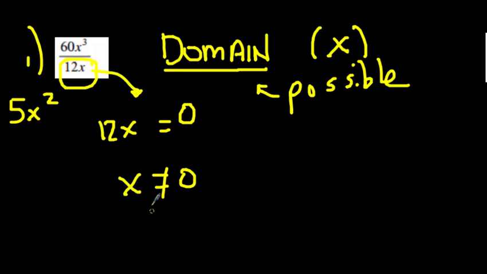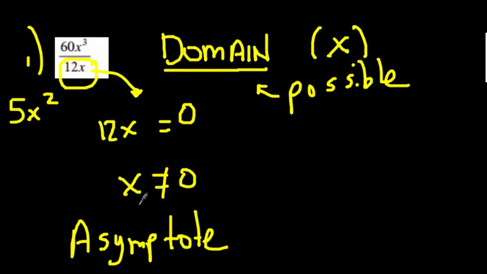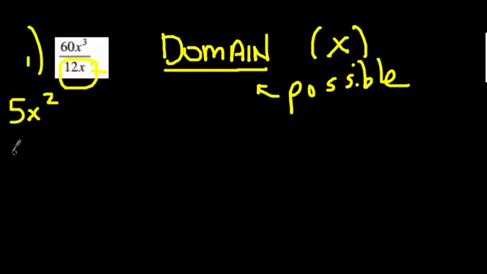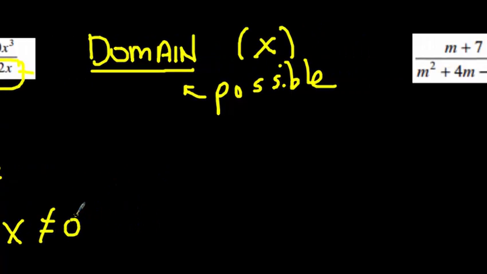But x can be any other value except 0. So this we call a restriction, and I'll be referring to this later, we also use the term asymptote. So this has a restriction, x cannot be 0, which gives us an asymptote, or sometimes a hole. We'll be discussing what that really means later. So the proper way to write this out would be 5x squared, where x cannot equal 0.